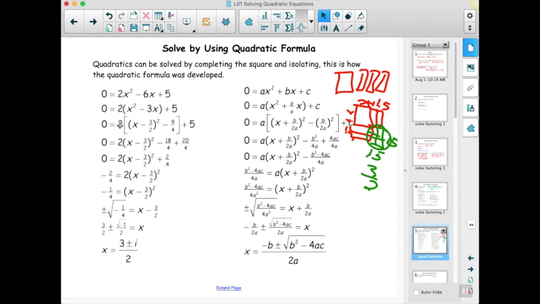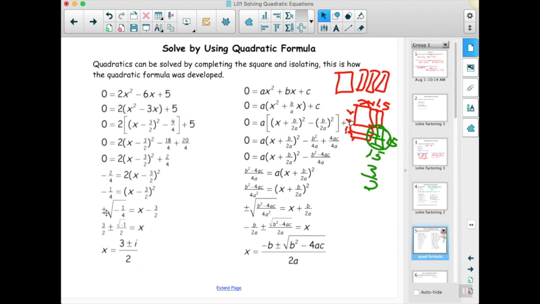So now I'm going to distribute 2 times that, 2 times that. Get a common denominator. Negative 18 over 4 plus 20 over 4 is 2 over 4, which is a half, but I'm going to leave it as 2 over 4 for now. Bring this over to this side, because we're now going to isolate. Complete the square, now we'll isolate for x. So bring this over, and then the next thing we're going to have to do is divide by 2. So if we divide by 2, this is going to become a quarter.